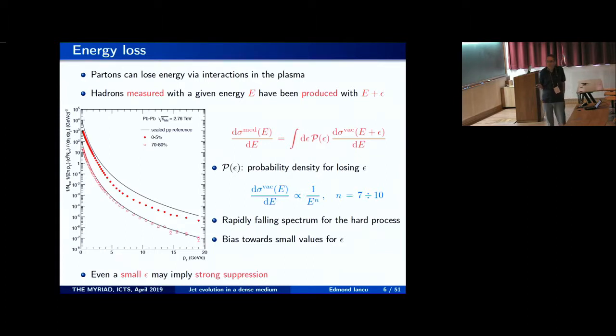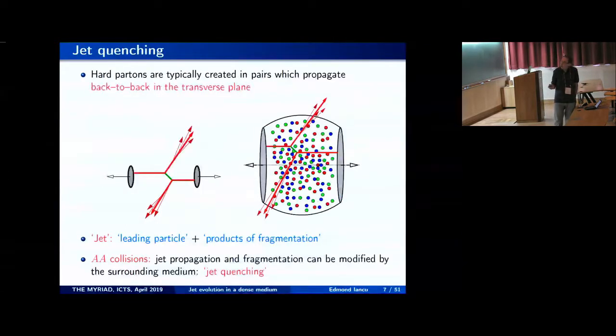Okay. Now, so far I spoke about observables related to inclusive hadron production. Let me now focus on jets.